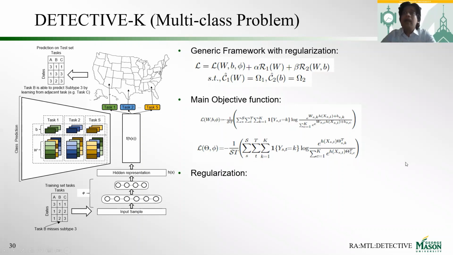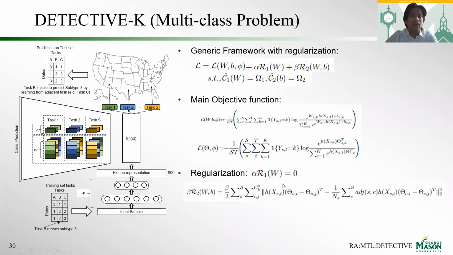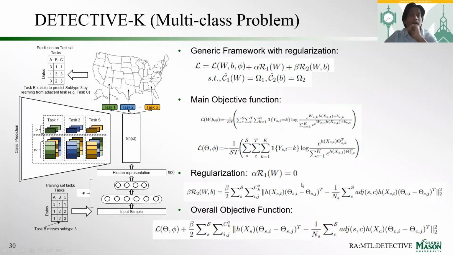Now for the regularization, we do not need that regularization right now. What we did was consider the weight and bias all together, instead of only considering the weight regularization, because we know that these subtypes are mutually exclusive. So we need to consider the weight and bias this way, and that's how we designed the regularization terms. Okay, so the overall objective function looks like this.